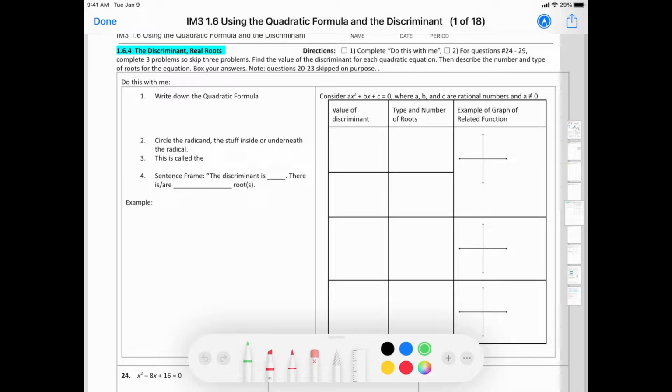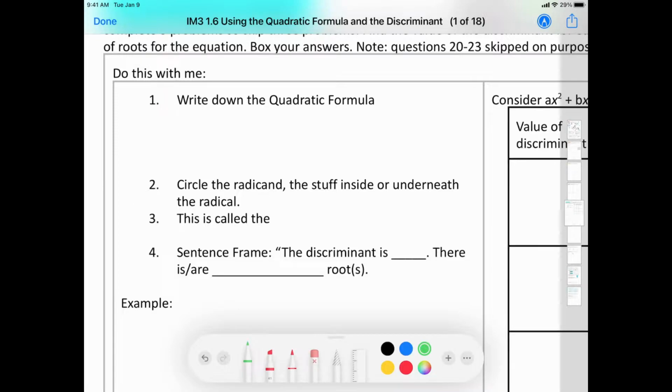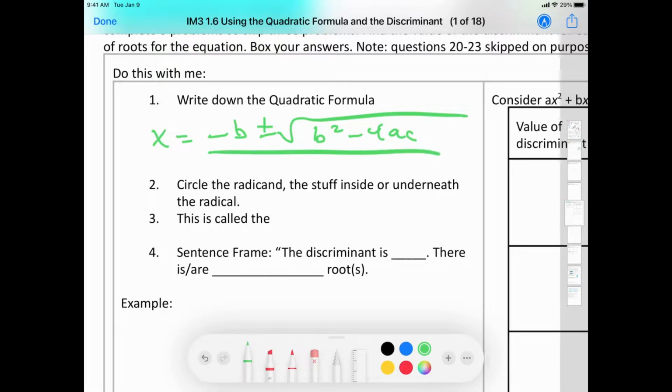Hey math lovers, let's go over 1.64, the discriminant and real roots. Go ahead and let's complete this, do this with me. Well, what's the quadratic formula? x equals negative b plus or minus the square root of b squared minus 4ac, all over 2a.